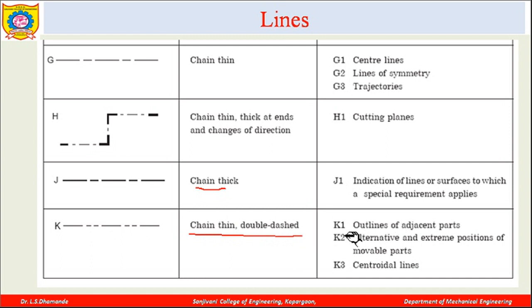So it is K1, K2 and K3 like this, specified on the drawing. K1 is used for outlines of adjacent parts, K2 is used as alternative and extreme position of the movable parts, and K3 is used as centroidal lines.